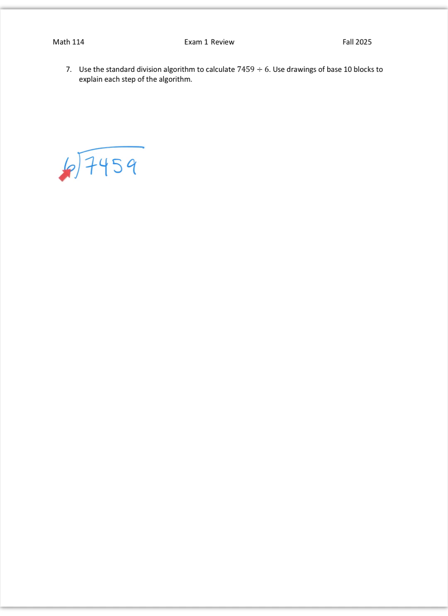And the standard algorithm, you look at the leading place value and you go, okay, does 6 go into 7? Yeah, it goes in one time. 1 times 6 is 6, and we subtract. And we get 1, and we bring down the 4. 6 goes into 14 twice. 2 times 6 is 12. We subtract. We get 2, and we bring down the 5.